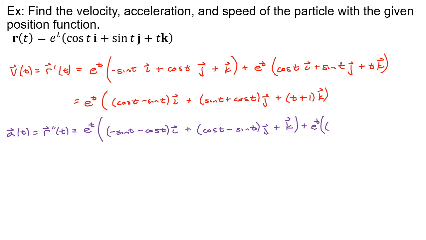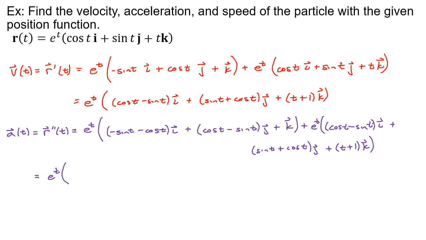So I've got to go back to the v and say this is cosine minus sine times the i, plus, I might have to squeeze this down below that, plus the sine plus cosine on the j, and the t plus 1 on the k. Again, we can group these together. There's an e to the t in common, so you can factor that e to the t all the way out front. I have a negative sine, a negative cosine, a cosine, and a negative sine.